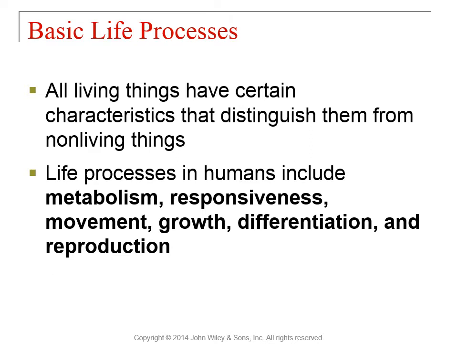So let's talk about the 6 different types of basic life processes. This is how we determine whether something is truly alive or not alive. The 6 processes we find in humans include metabolism, responsiveness, movement, growth, differentiation, and reproduction.